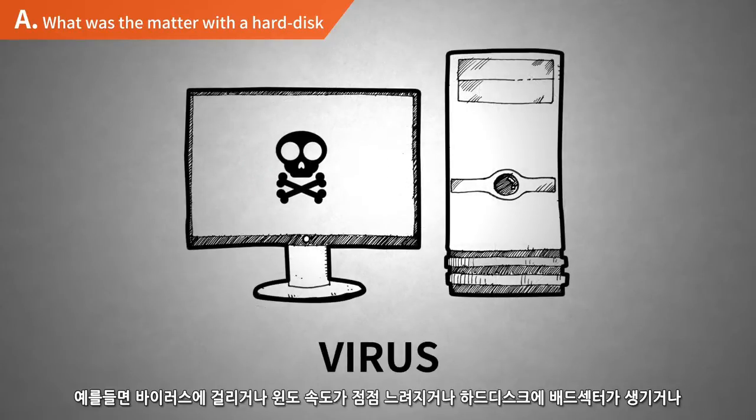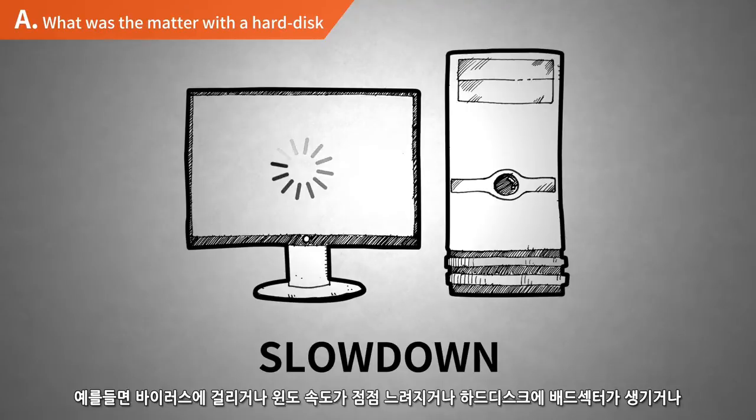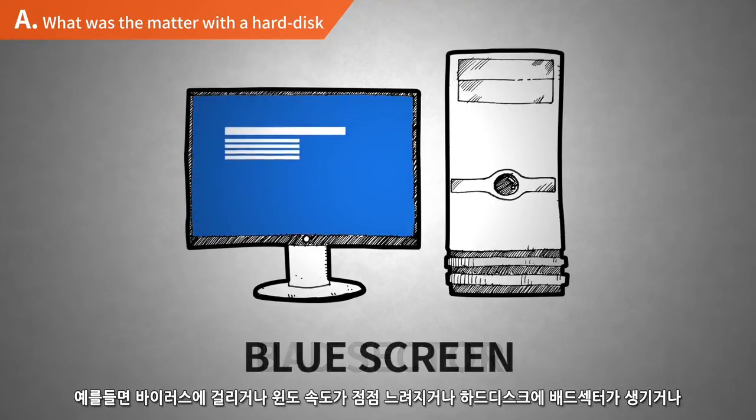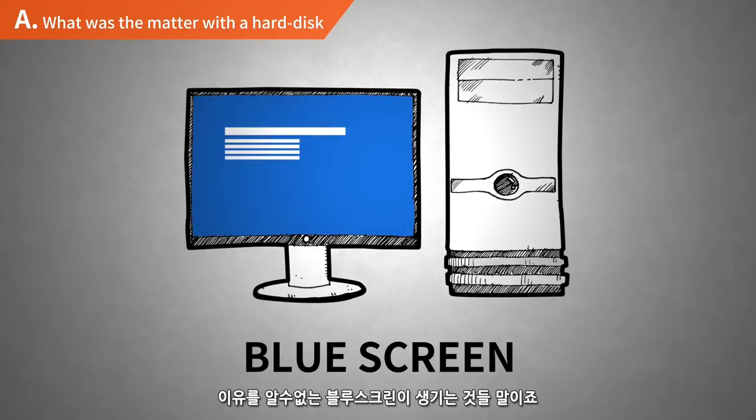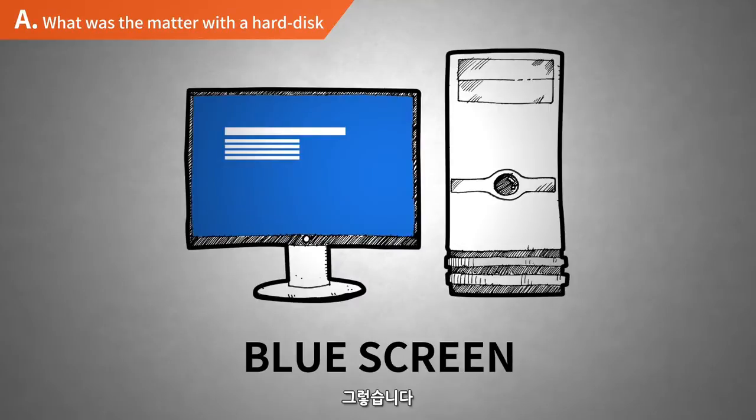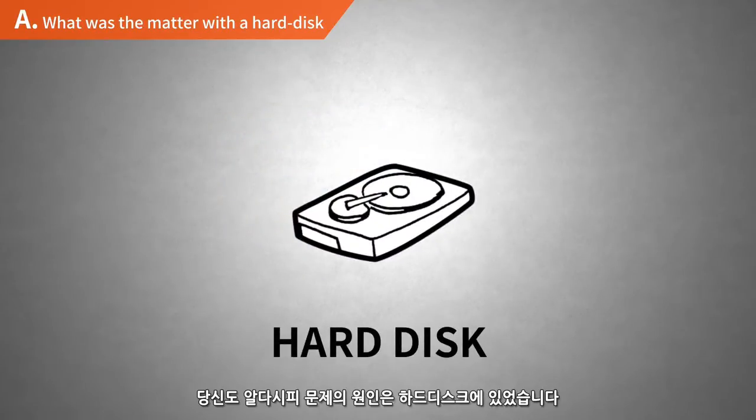For example, it gets infected with a virus. Your hard drive has a bad sector, or your monitor displays the blue screen of death, all for some unknown reason. What are the major factors of these kinds of PC troubles? What is the main problem? Yes, that's correct. As you may know, the cause of the trouble is simply the hard drive in your PC.